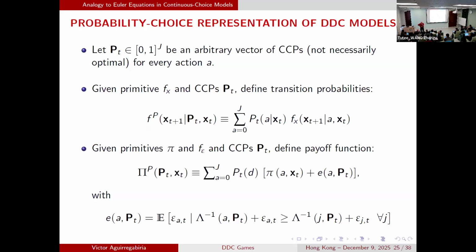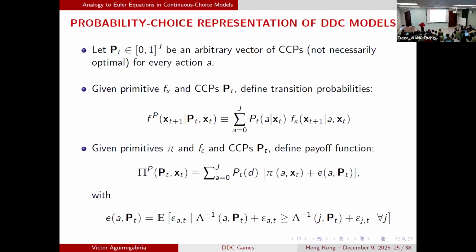Then what I'm going to show you, or at least I'm going to sketch, is that the Euler operator that I have derived before for the discrete choice can also be obtained by constructing a continuous version of a dynamic discrete choice model. And how does this continuous version work? It's not an approximation, and it does not involve any additional assumption. It's just a representation result.